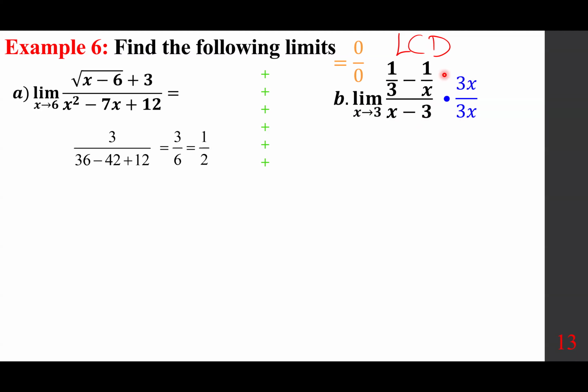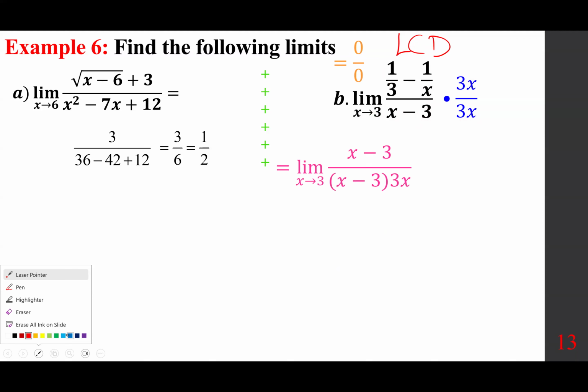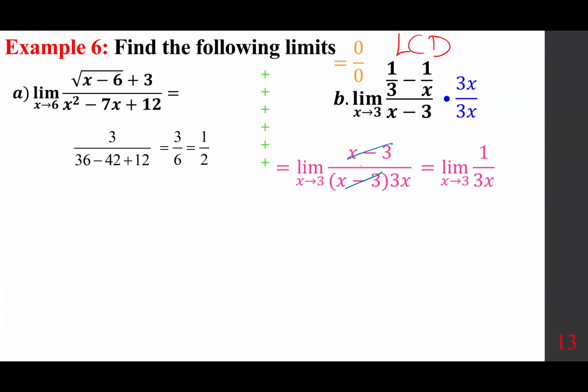What happens to the numerator? 3x times 1/3 is x. 3x times 1 over x is 3. So you get x minus 3 in the numerator. That leaves 1 over 3x, and the limit as x approaches 3, when you plug in, you get 1 over 9, and you're done.